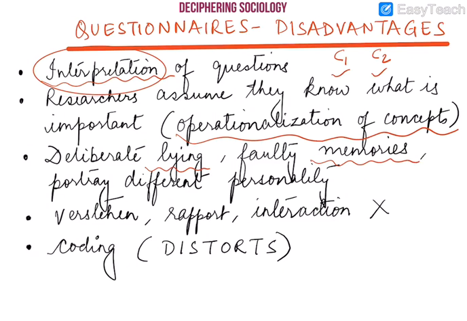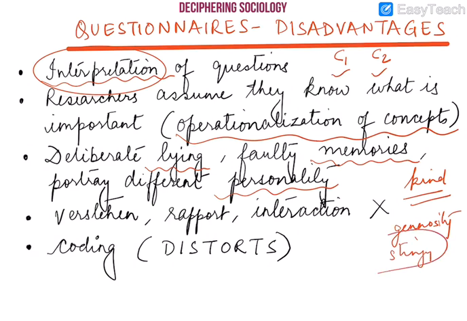Then the candidate may lie, they might not remember things clearly, or they might portray a different personality while they are writing the answers. Maybe they want to show that they are very kind, so they will falsely write every answer which will point towards kindness or generosity. They don't want to show that in reality they are very stingy. They don't want to spend money. But in the questionnaire they have written very cleverly that, okay, I am a very kind person. This is giving a false picture.